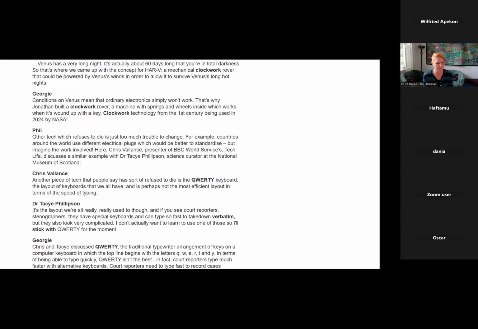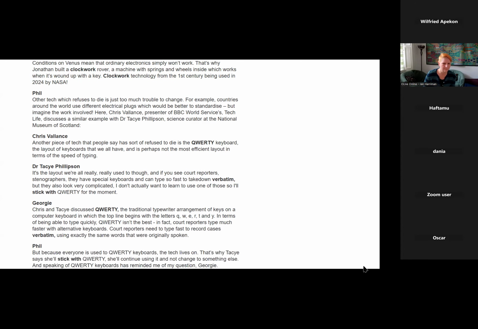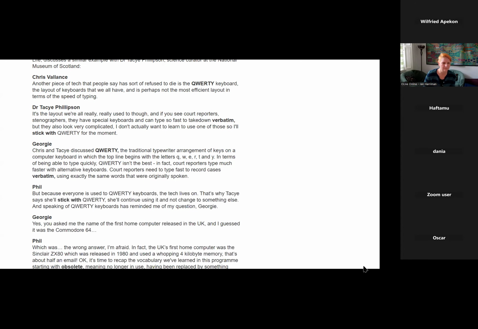Another piece of tech that people say has sort of refused to die is the QWERTY keyboard, the layout of keyboards that we all have, and it's perhaps not the most efficient layout in terms of the speed of typing. It's the layout we're all really, really used to, though. And if you see court reporters, stenographers, they have special keyboards and can type so fast to take down verbatim. But they also look very complicated, and I don't actually want to learn to use one of those. So I'll stick with QWERTY for the moment.